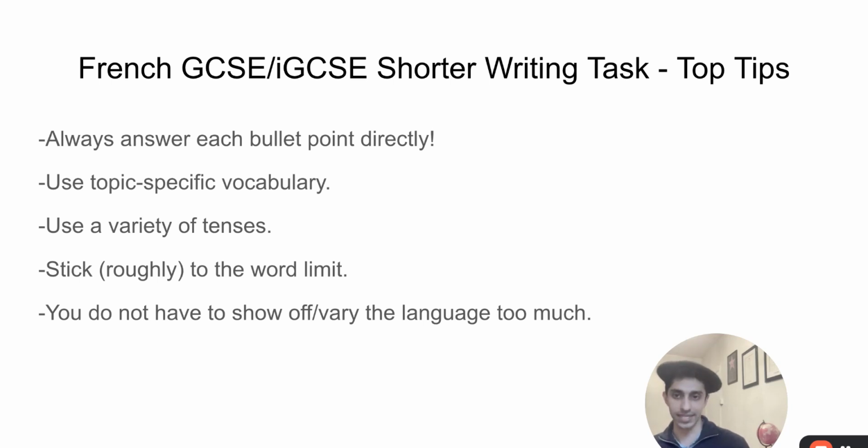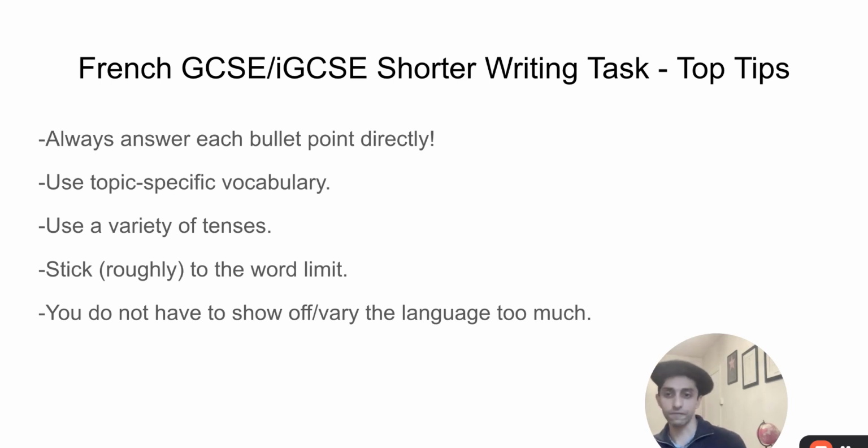Use a variety of tenses. So even though the shorter writing task is less demanding, demands less variation or showing off on the part of the student, I would still definitely not just stick to, say, the present tense only. That would be pretty dangerous, regardless of whether you're doing foundation or higher tier. I would at least bring in other tenses such as the future or some past tenses as well. You can vary your tenses beyond that as well. Yeah, but I would say that that is the minimum.